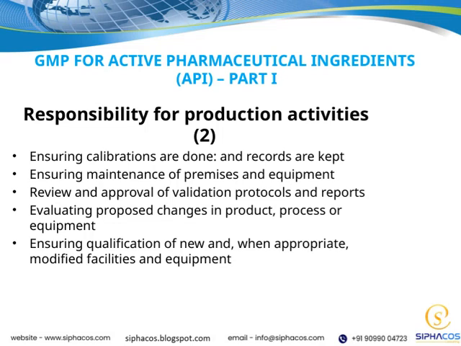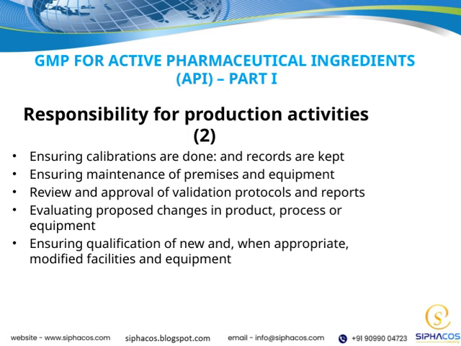Now, let's look at some of the key responsibilities involved in ensuring good manufacturing practice for active pharmaceutical ingredients. First, it's crucial to make sure that all calibration activities are properly conducted and that detailed records are maintained. This helps us verify that equipment is functioning correctly and consistently.